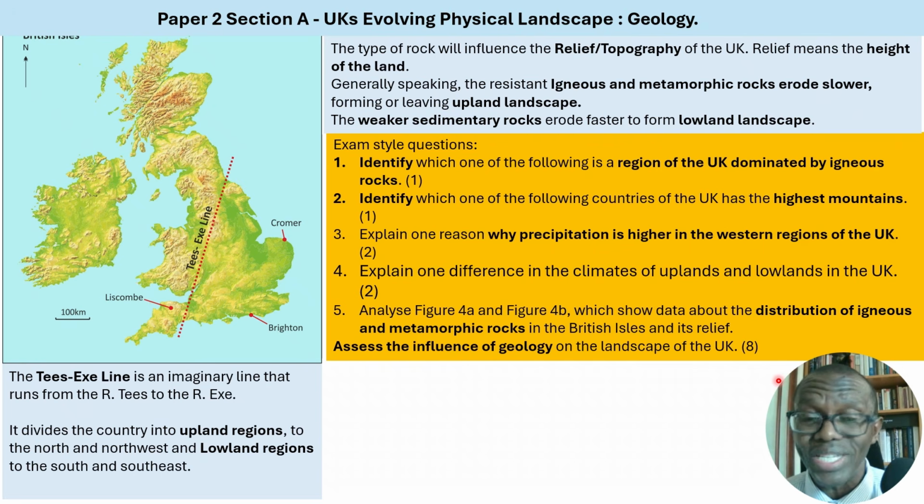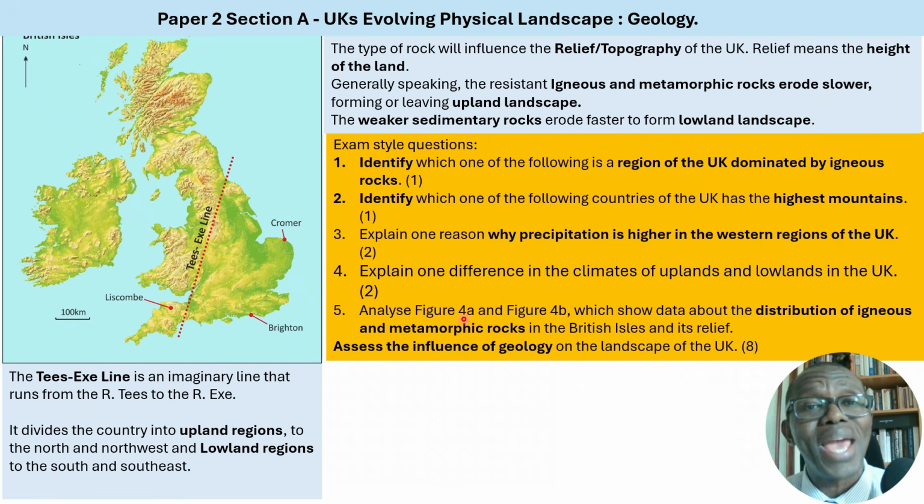Now, of course, it's exactly what we've talked about here, where we are saying that the geology of the UK will influence the landscape, because where we have sedimentary rock, we will have lowland landscape, because that sedimentary rock is going to erode a lot faster, to leave lowland landscape. And then where we have metamorphic and igneous rock, that rock is going to erode slower to leave upland landscape.